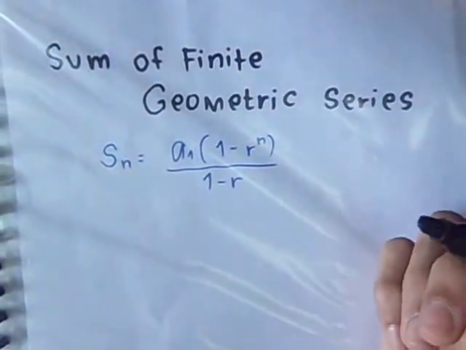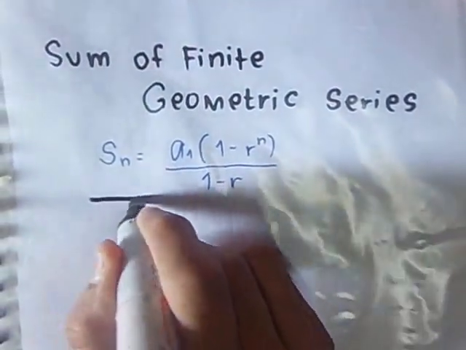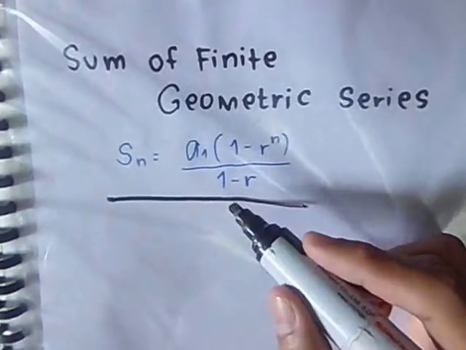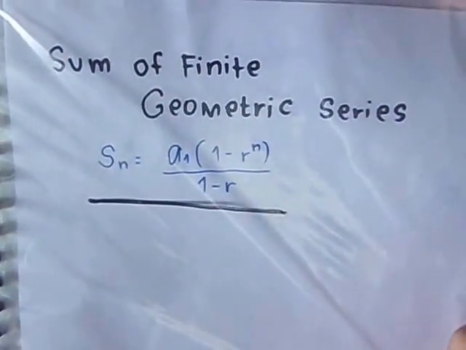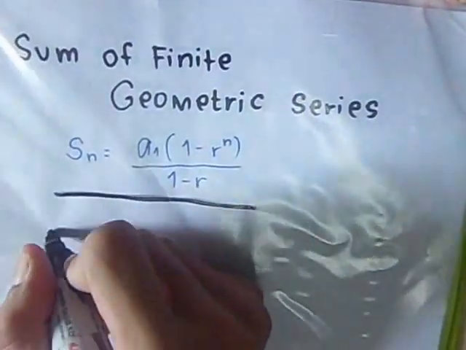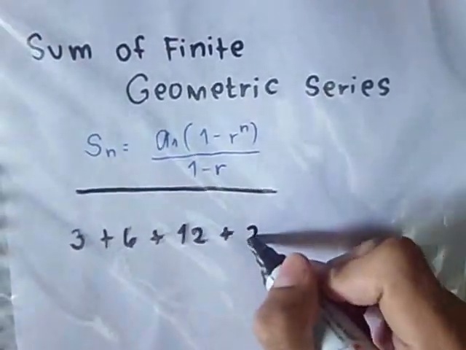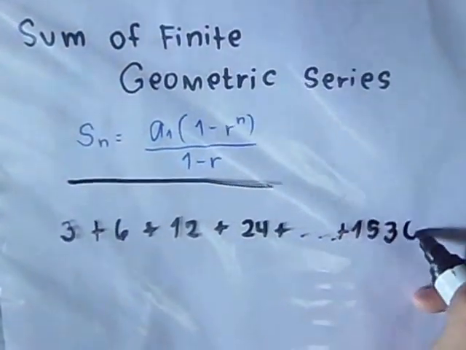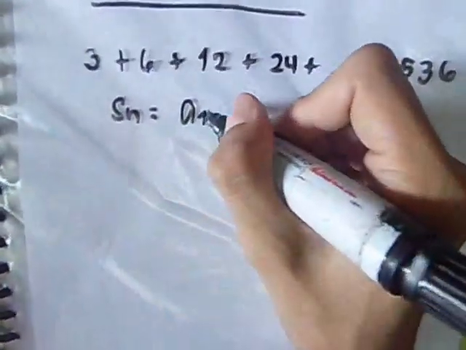Moving on, let's try to find the sum of a finite geometric series. For that, we have the formula s sub n is equal to a sub 1 multiplied by 1 minus r raised to n over 1 minus r. A finite geometric series is a series containing a finite number of terms. For example, we have the series 3 plus 6 plus 12 plus 24 up to 1,536.